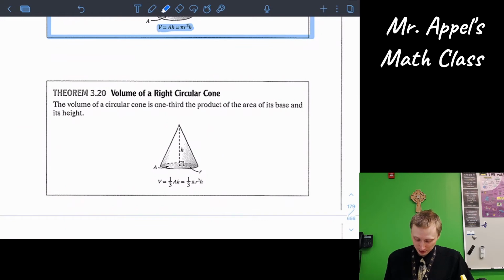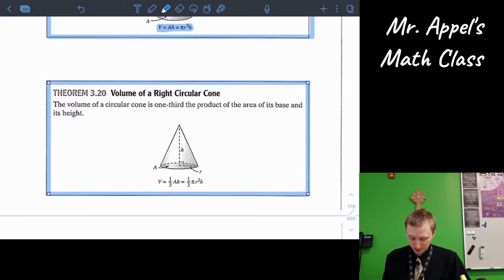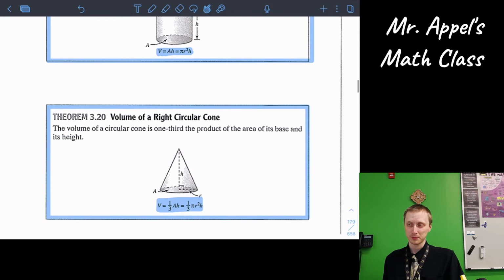And similarly, the volume of a right circular cone is 1/3 the product of the area of its base and its height, which is 1/3 pi r squared times h. I'm sure you've added those two theorems and their formulas to your notes.